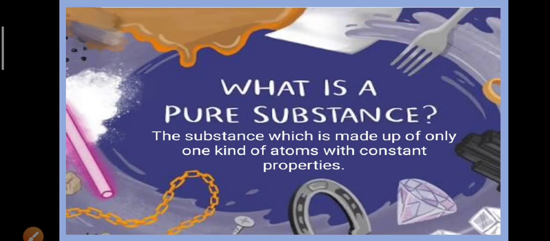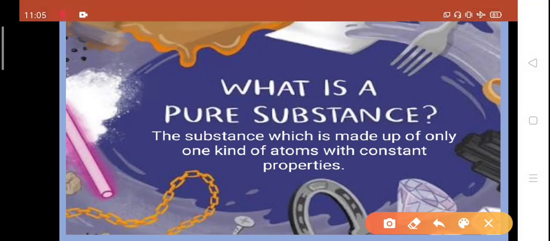Now, what is a pure substance? It is the substance which is made up of only one kind of atoms with constant properties. Means the substances are made up of one kind of atoms. They do not change their composition and have fixed properties.